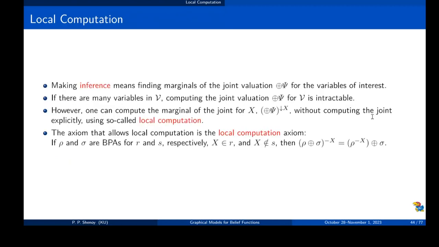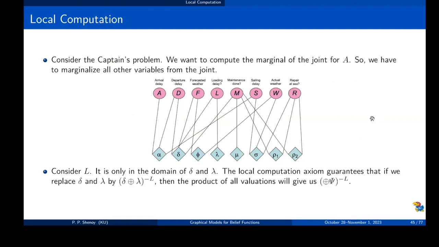So how do you make inferences? We can compute the joint. As I said, making inference means finding the marginal of the joint variables of interest, and we will do this by using local computation. So we start with this model here. I want to compute the marginal for arrival delay, which means I can remove all the other variables from the network.